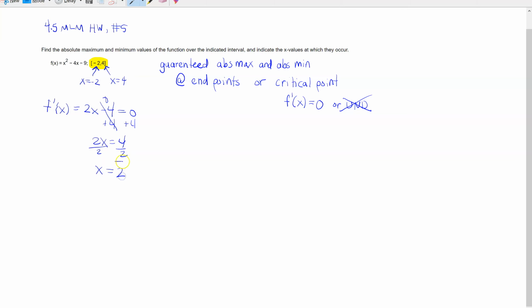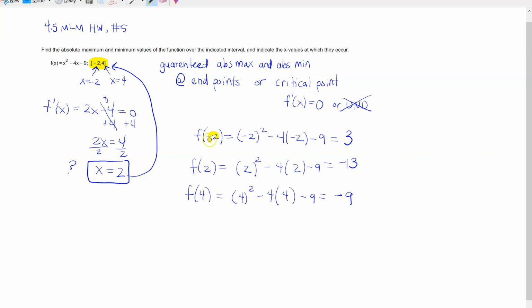I have to ask myself, is this critical value in the closed interval? Is 2 in the domain -2 to 4? It is, so it's a contender. So we just plug those endpoints and that critical value back into the original function. That original function tells me the points on the graph, the inputs and outputs of the function. So when I do that, I have these 3 outputs, and I just have to see, okay, which one is the highest? That'll be my absolute max, and which one is the lowest? That'll be my absolute min.